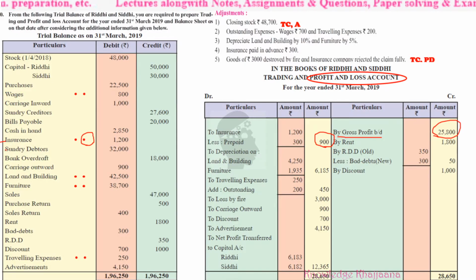Then not sundry debtors, no bank overdraft, no carriage out. Yes, carriage outward. Carriage outward is an expense related to the profit and loss account debit side. So carriage outward amounting to rupees 900, we have to record over here. Then rent. Rent amounting to rupees 1,800. That also we have to record.